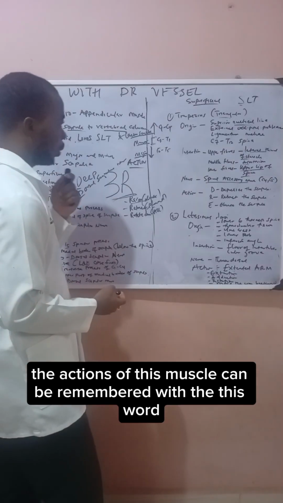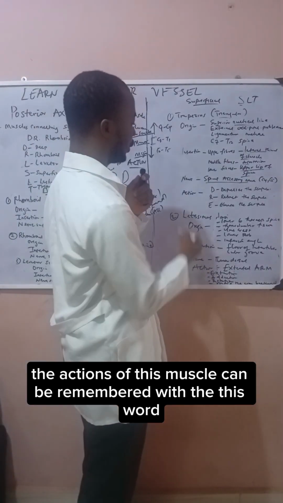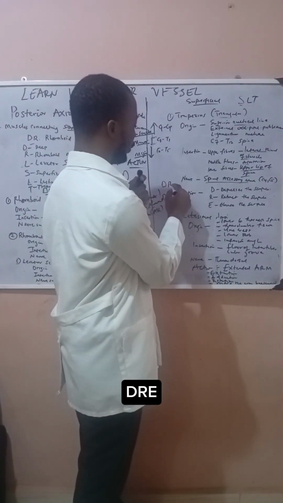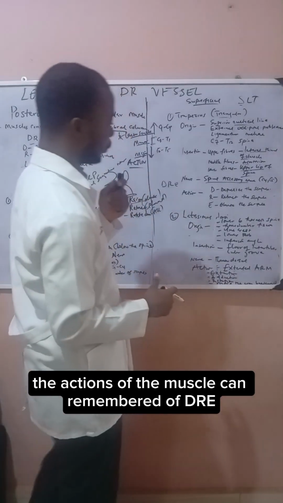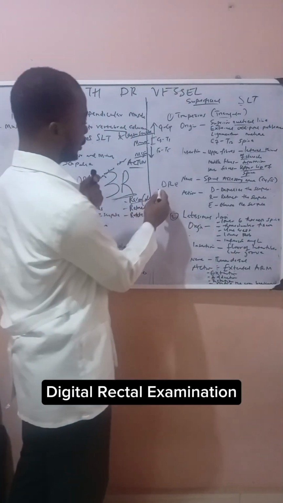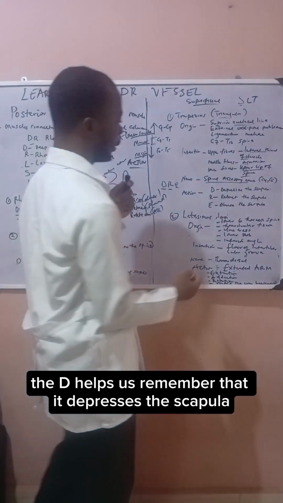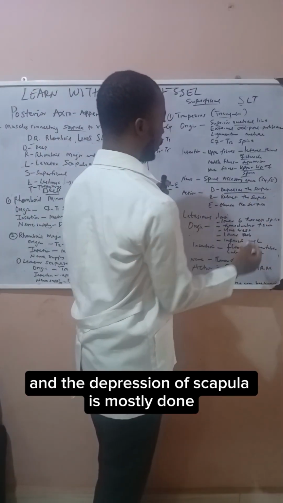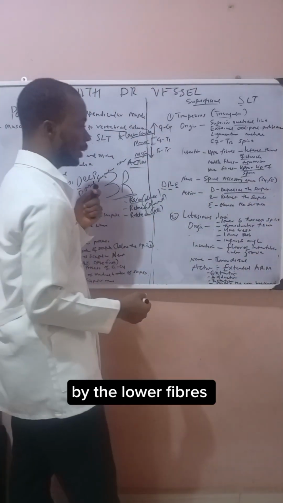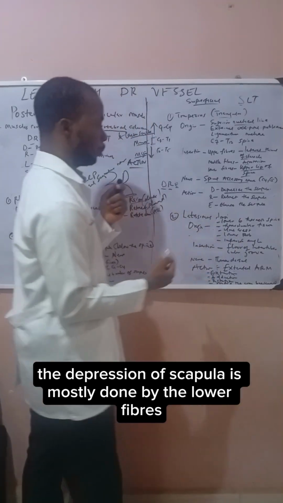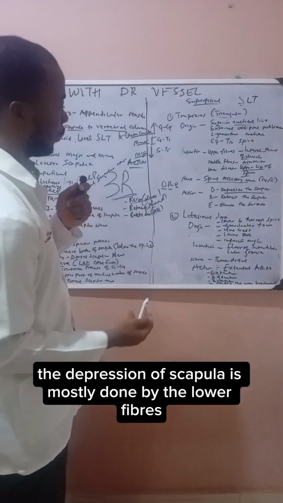And the action of this muscle can be remembered with this word, DRE. The actions of the muscle can be remembered with DRE, digital rectal examination. Now, the D helps us remember that it depresses the scapula, and the depression of the scapula is mostly done by the lower fibers.